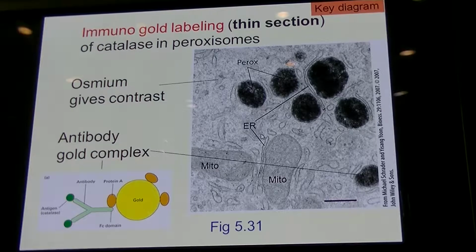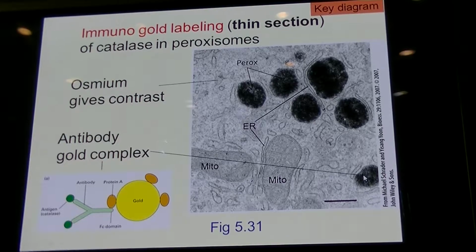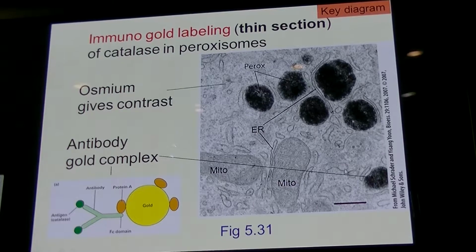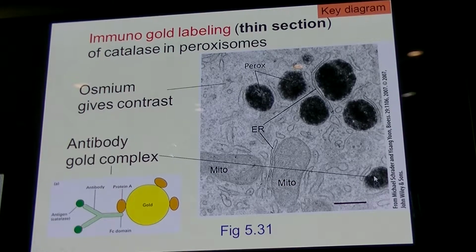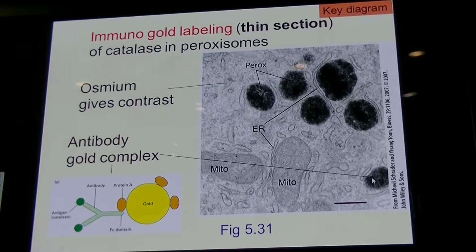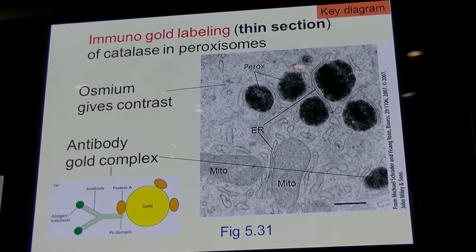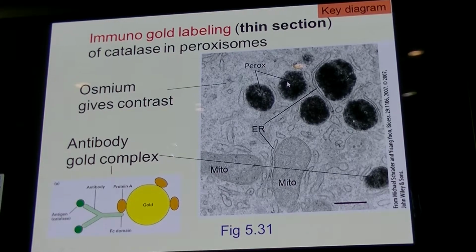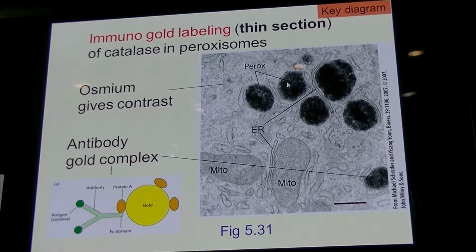So then if we put that in EM, we can see here. I'm going to put you in the dark slightly, okay? You can see better. Over here we can see some of these circles, which are the gold particles staining the catalase in the peroxisomes. You can see them in here as well. Can you see them? Can you see or not? Seeing is believing. You don't have to believe me.